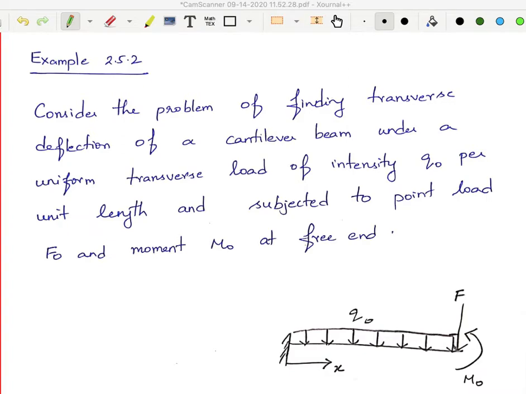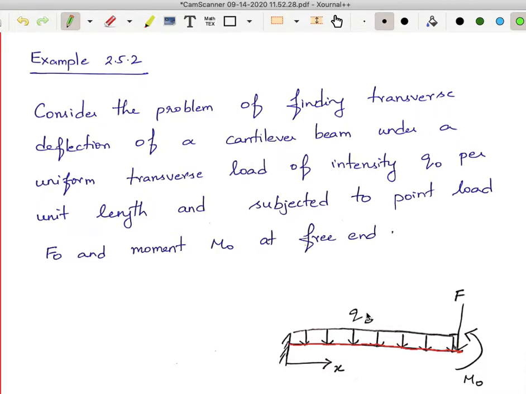So the problem that we are going to solve today is that of a cantilever beam. Here is the beam. Now this beam is being subjected to a distributed load Q naught. Okay, so a distributed load Q naught.